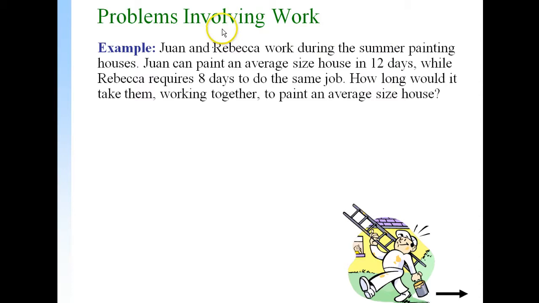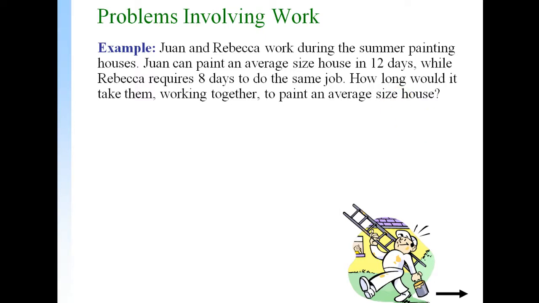Okay, here's a typical one in which we are involving work. Juan and Rebecca work during the summer painting houses. Juan can paint an average size house in 12 days, while Rebecca requires 8 days to do the same job. Looks like Rebecca's a little faster. How long would it take working together to paint an average size house?